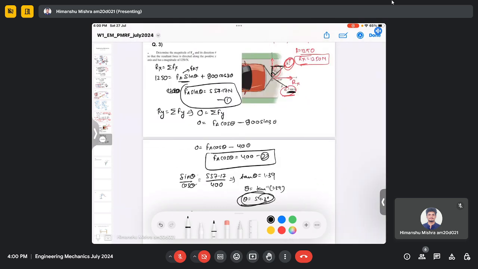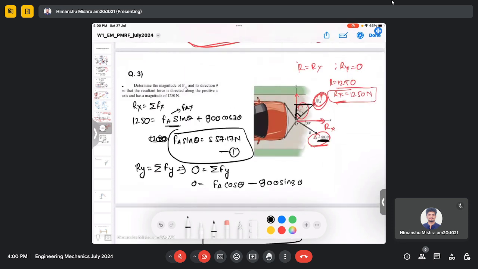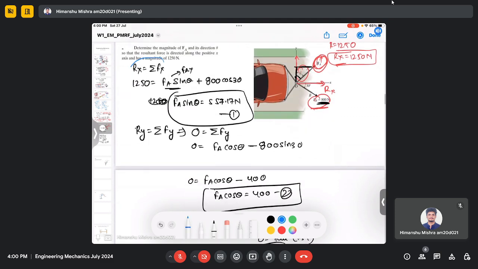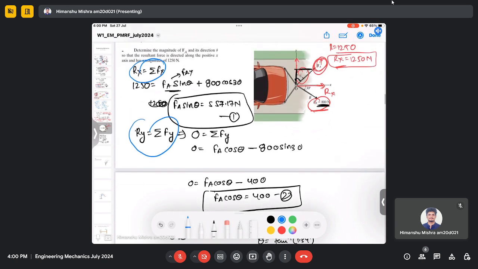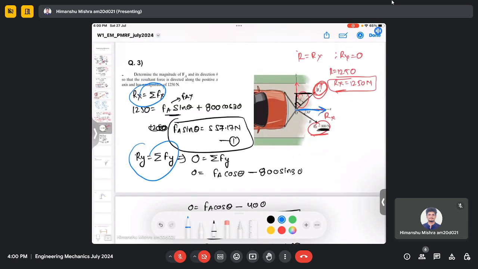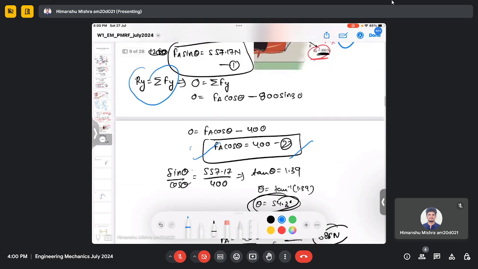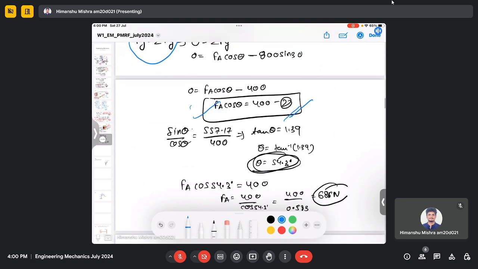So it's the same problem like before. You have two unknowns, F_A and theta, and you use two equations. Again, you use Rx equals the summation of Fx and Ry equals the summation of Fy. And then you use these two equations and the condition in the question as well, which says that the resultant force is along the x-axis, and we are already given the magnitude of the resultant force, which is equal to Rx because it is completely along the x-axis. Then using this condition, we are able to solve these two equations together to find theta and the unknown force.